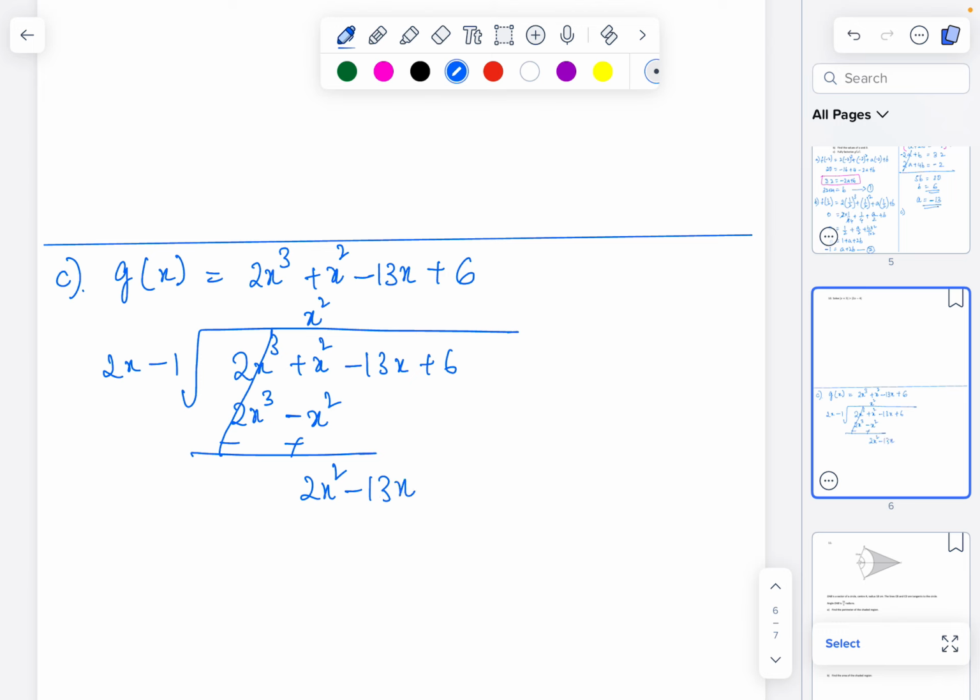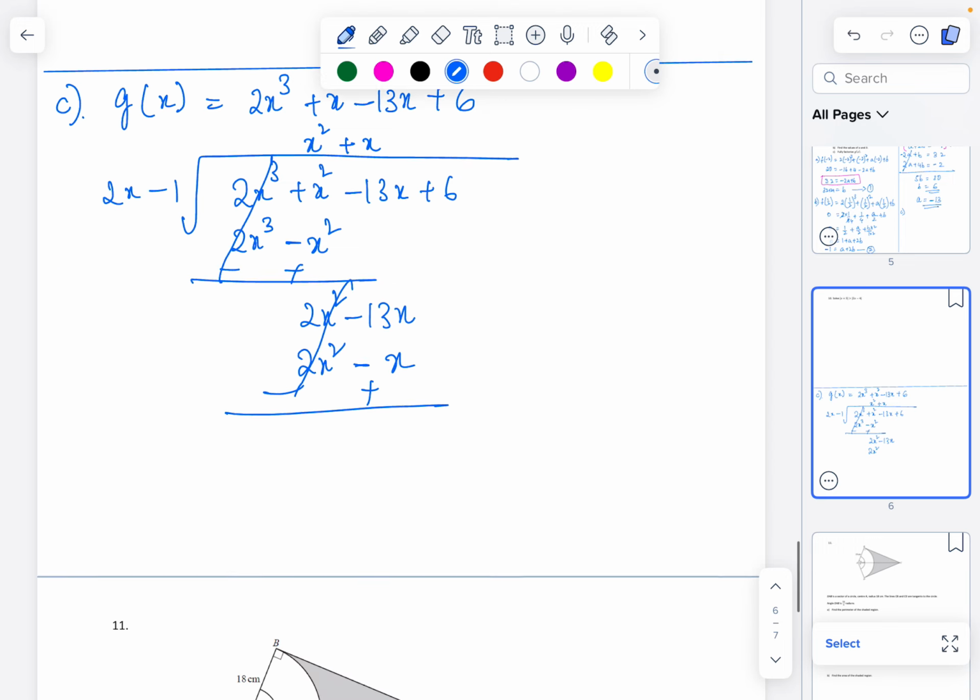So 2x times what gives me 2x square? It is 2x times x. So 2x square, negative 1 times x is negative x. So this gives me negative 12x plus 6. 2x times 6 gives me negative 12x, and negative 1 times negative 6 is positive 6. So this gives me a 0.